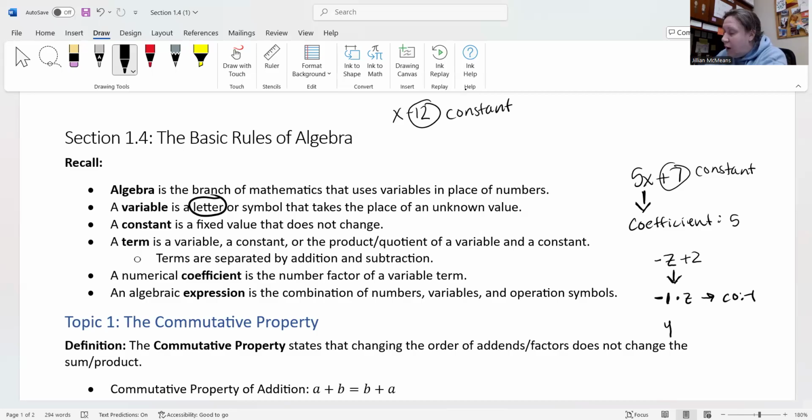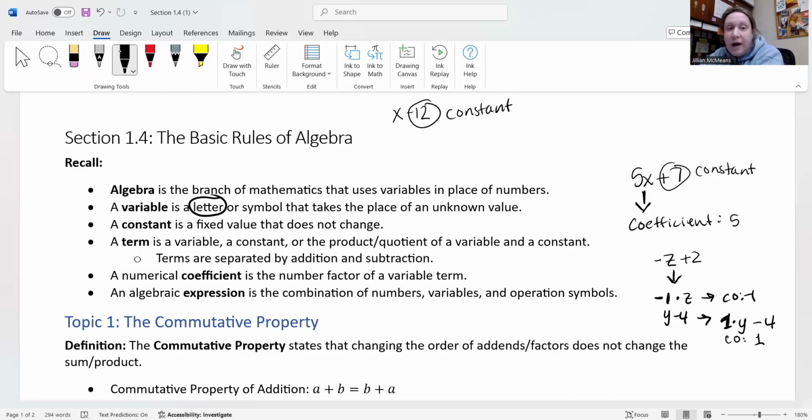Similarly, let's say I had y minus 4. Well, that's really 1 times y minus 4. So the coefficient here would just be 1. So be on the lookout for those coefficients that are 1 and negative 1. We don't generally write the 1. We just either leave it as a plain old variable or we have a negative variable, but that's going to have a coefficient of either 1 or negative 1.